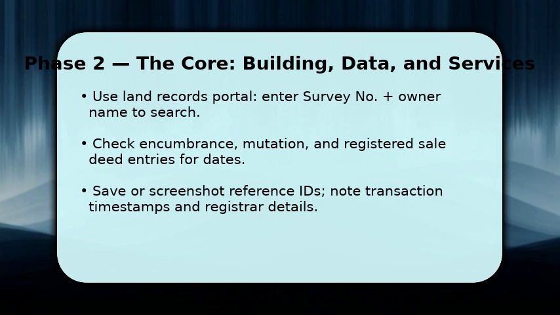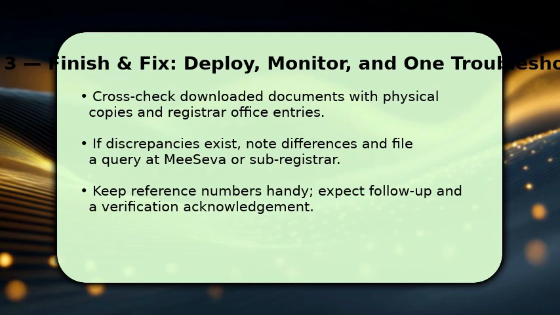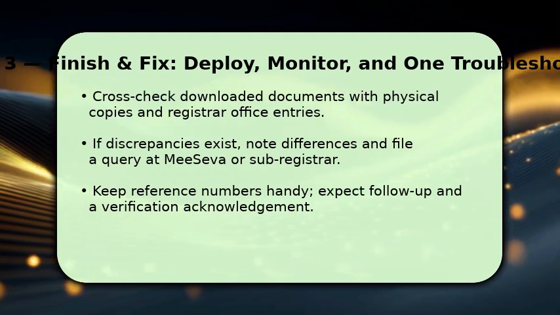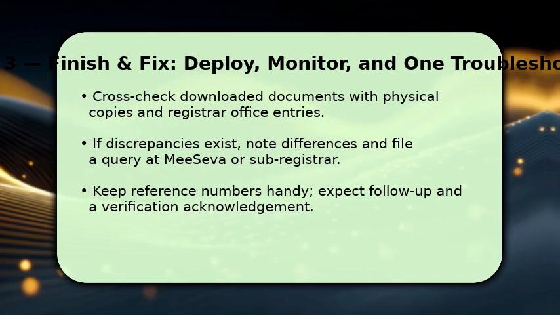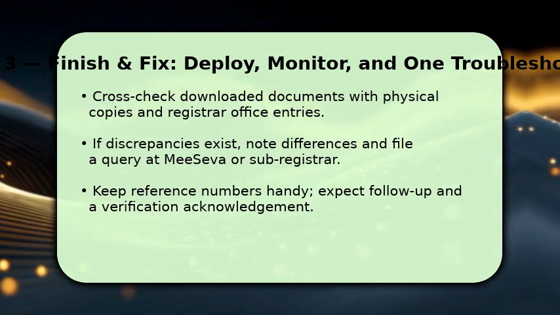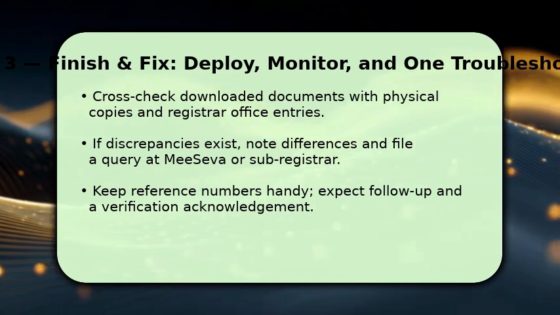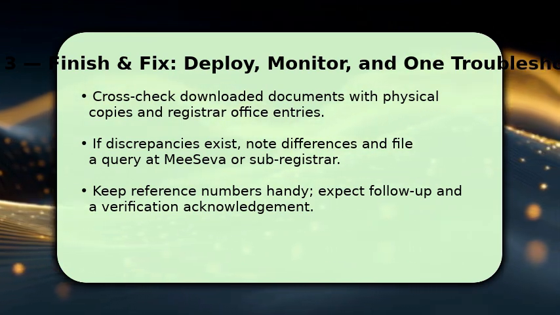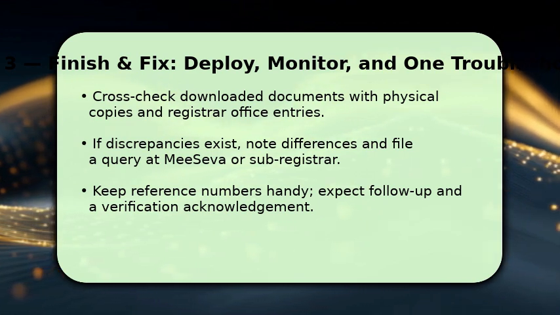You finish by verifying digital findings against physical records at the sub-registrar or Mi Seva counter. Match signatures, registrar numbers, and dates. Once discrepancies are noted, file a formal query. Include screenshots, ID, and a brief timeline to expedite review. Make sure to obtain a written or digital acknowledgement with a reference number so you can track the resolution.